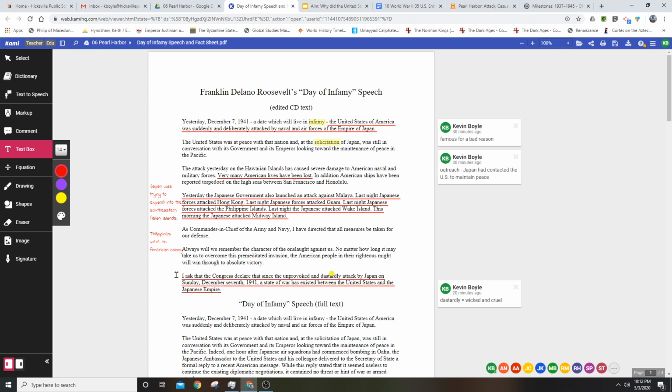And then in the last portion of the speech, Roosevelt says, "I ask that Congress declare that since the unprovoked and dastardly," or wickedly and cruel, "attack by Japan on Sunday, December 7th, a state of war has existed between the United States and Japan." So what Roosevelt is doing here in this last sentence is he's asking Congress to declare war on Japan.